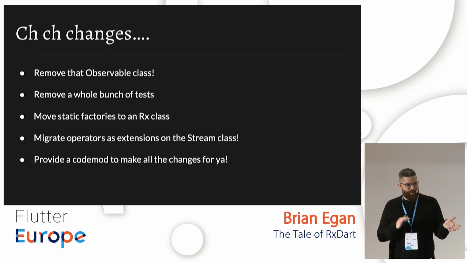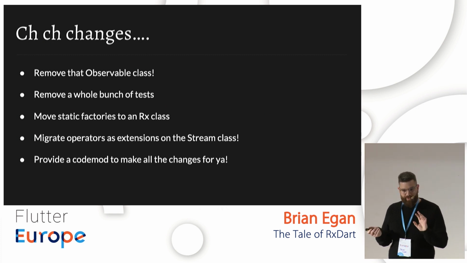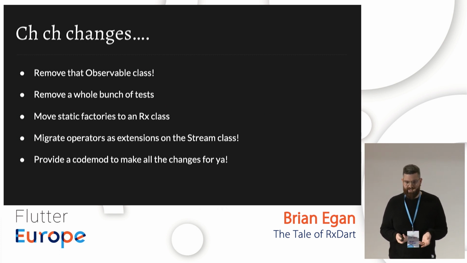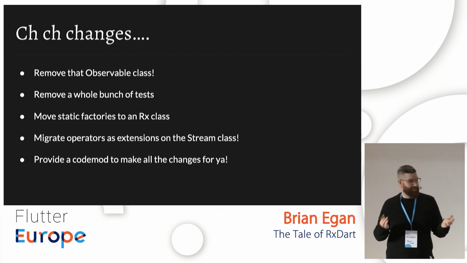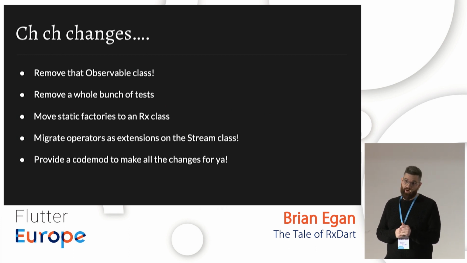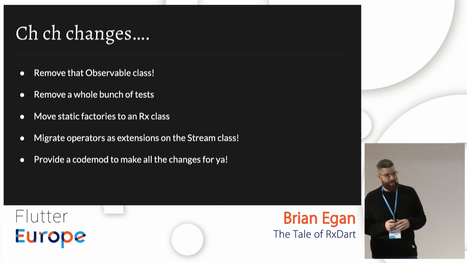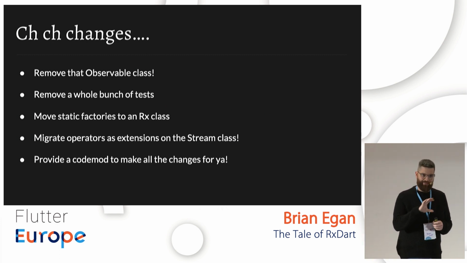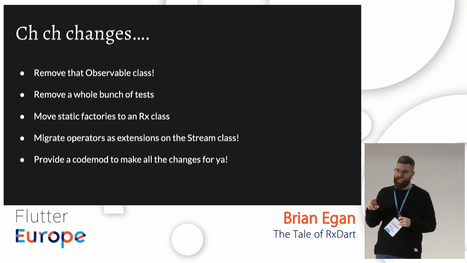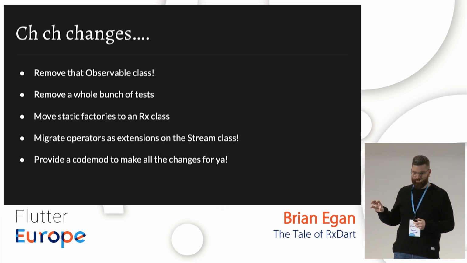We actually decided to move all of the factories that were available on Observable over to this class that we just called Rx for now, because it's kind of short and concise. There was even some discussion, should we even have this class at all? But people really said that they wanted this class for the discoverability of the different types. And then the biggest thing is we were able to get rid of all the operators or methods on the Observable class, because we were able to migrate all of those into extension methods.